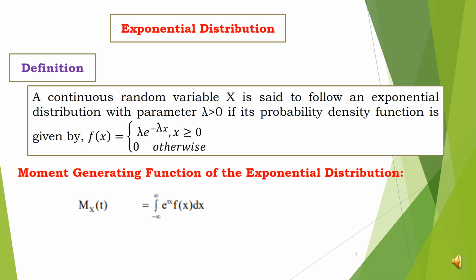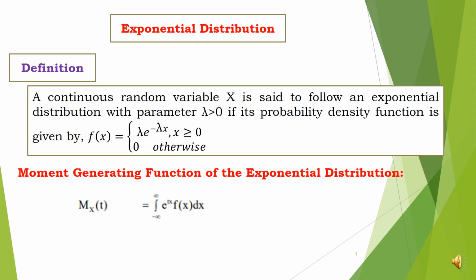A continuous random variable x is said to follow an exponential distribution with the parameter lambda greater than 0 if its probability density function, PDF, is given by f(x) = lambda e^(-lambda x), such that x is greater than or equal to 0, and 0 otherwise.